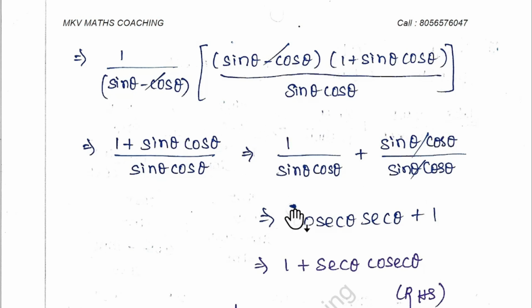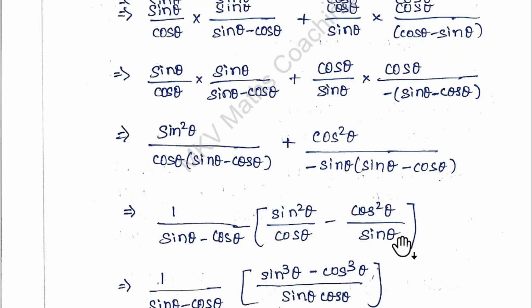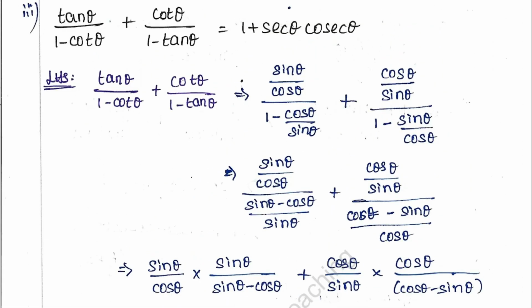What is 1 by sin? Cosecant, right? 1 by cos is secant. And you cancel this, plus 1. So this is your proof. 1 plus secant cosecant, which is RHS. So this is very important, but you need to understand the concept.